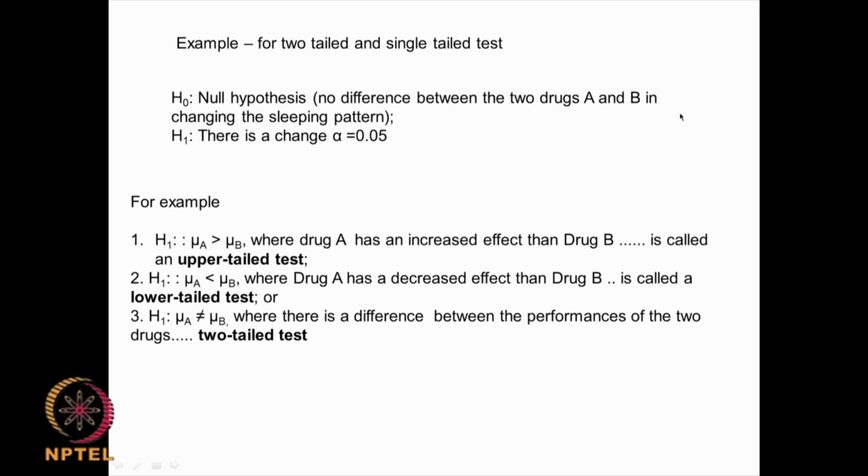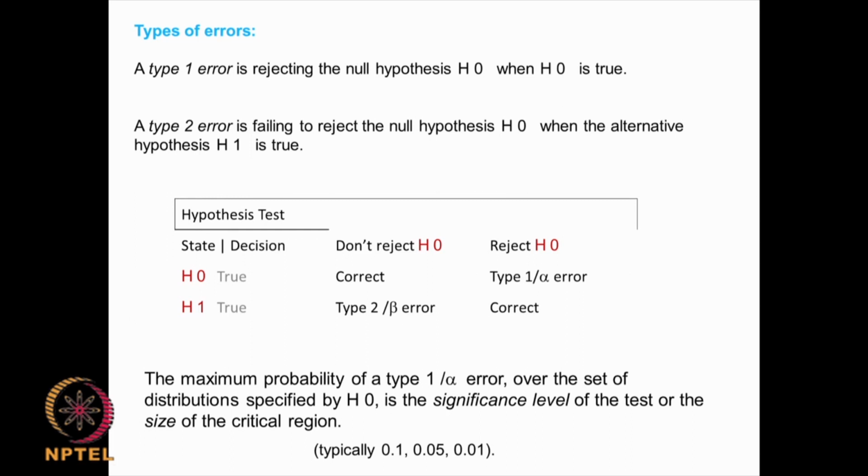Now, there is something called error. There are two types of error: type 1 error and type 2 error. What is type 1 error? We are rejecting the null hypothesis H naught when H naught is true. That means we are rejecting the null hypothesis, whereas in reality the null hypothesis is true. That is called type 1 error. Then you have the type 2 error. We fail to reject the null hypothesis when the alternate hypothesis is true; that is, instead of accepting the alternate hypothesis, we accept the null hypothesis.